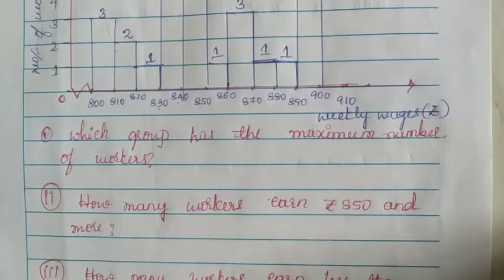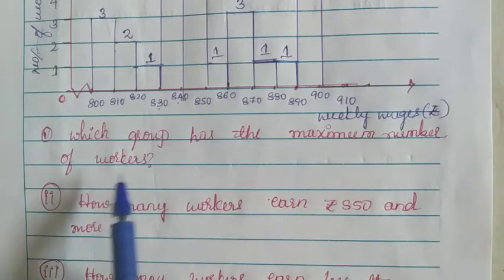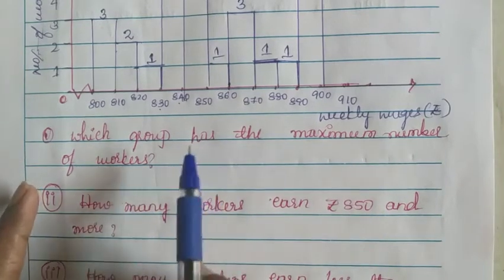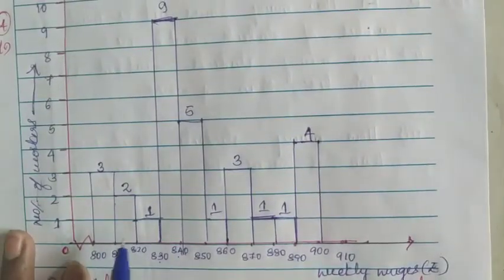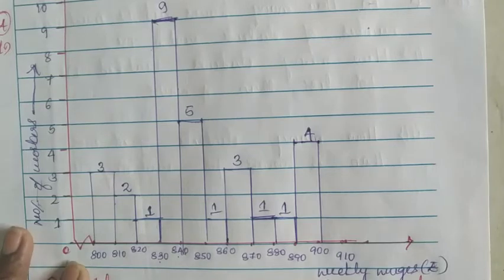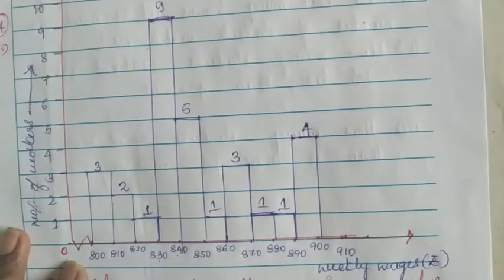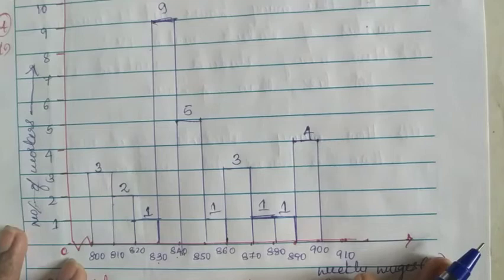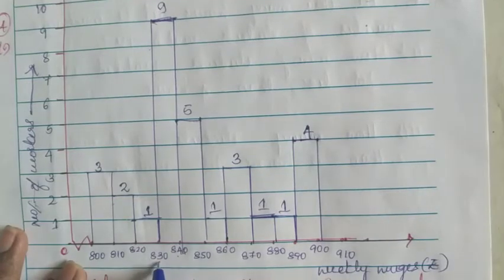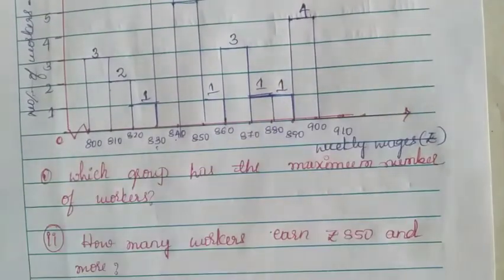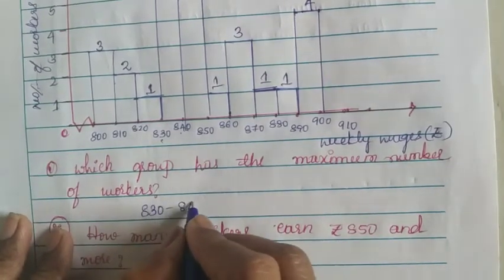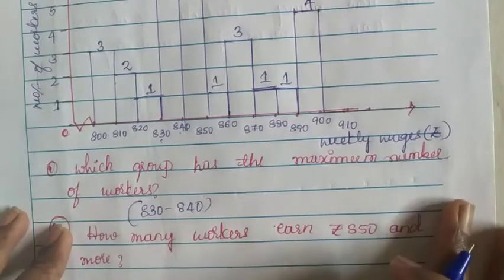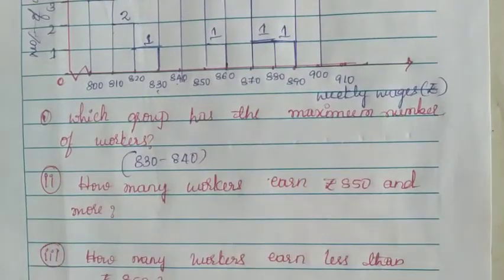See now, the first question is like this. Which group has the maximum number of workers? See now, the highest frequency, that means the highest height of the bar, is 9. 9 is the highest height of the bar, and the group is from 830 to 840. So 830 to 840 is the group having the maximum number of workers.